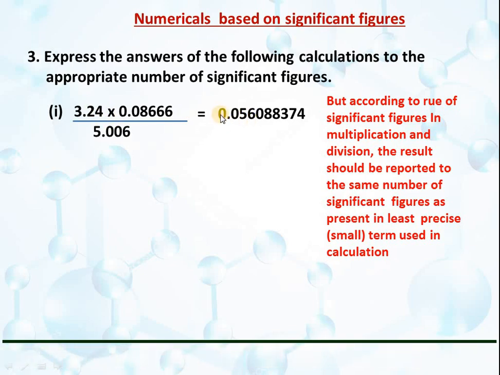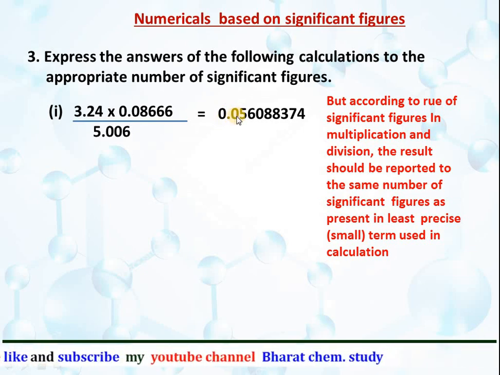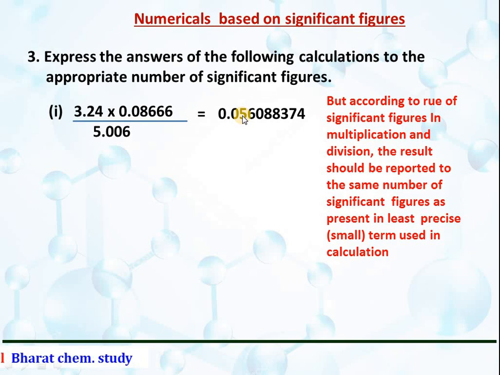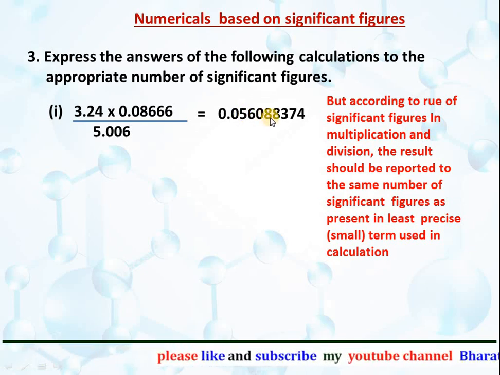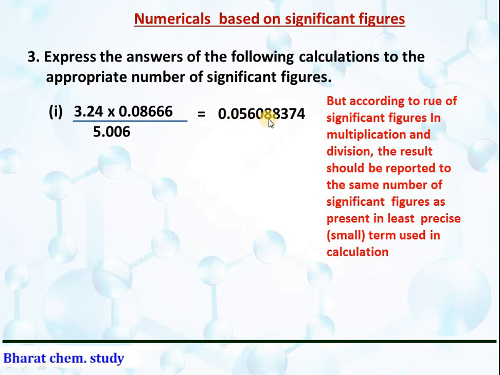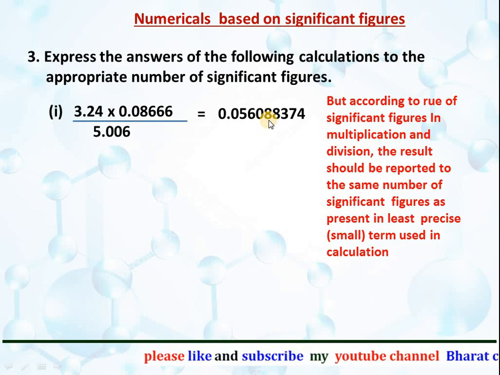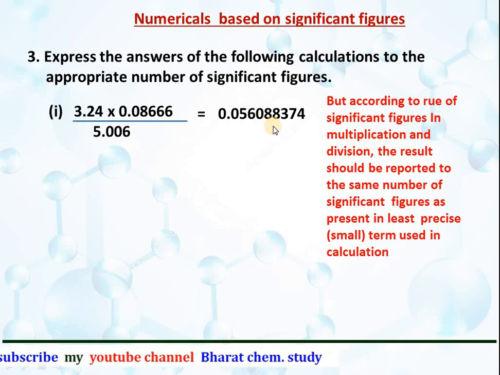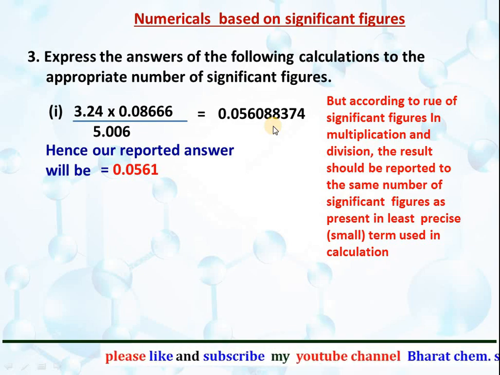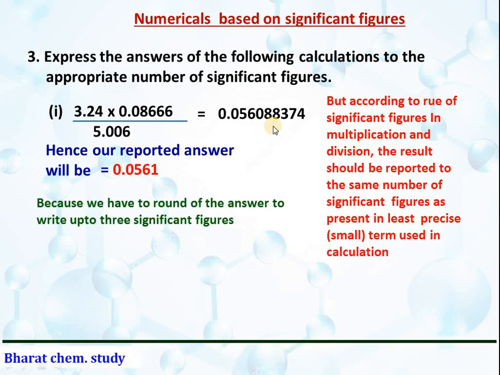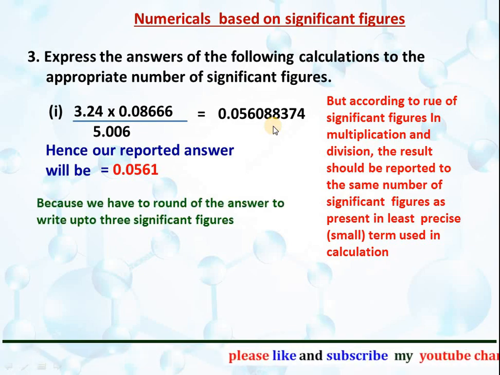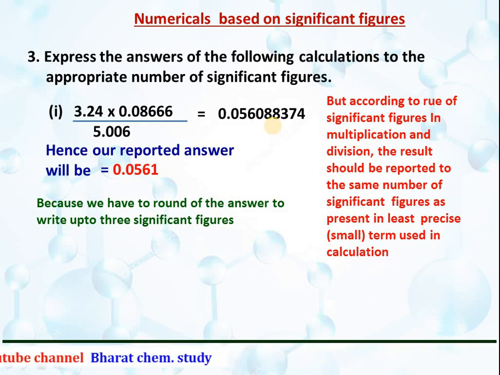This 0 is present in front of a non-zero, that's why it's not significant. This 0 is also not significant. So our significant values start from 5, 6, 0 and 8. And because we have to write the answer only up to 3 significant, we have to remove the 8. And because this 8 is more than 5, we have to add 1. So our answer up to significant figures will be written as 0.0561. Because we have to round off the answer to write up to 3 significant, we have to keep the rule for rounding off in our mind.